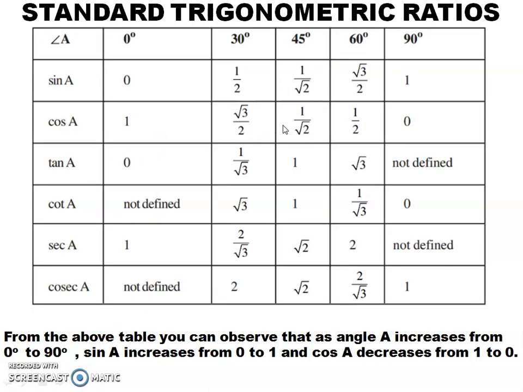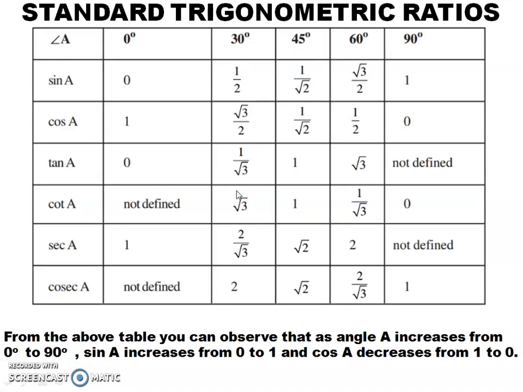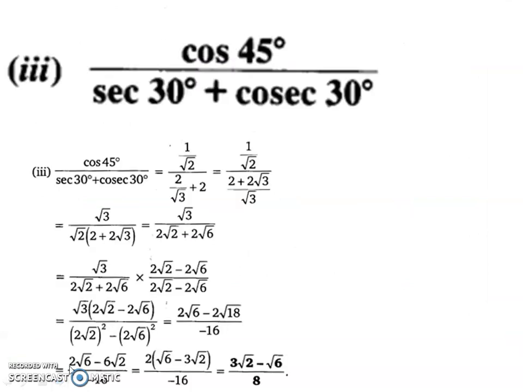So, cos 45 is 1 by root 2. Then sec 30 is 2 by root 3. What is cosec 30? It is 2. Now, we are going to substitute these values in your question. Cos 45 is 1 by root 2, sec 30 is 2 by root 3, plus cosec 30 is equal to 2.